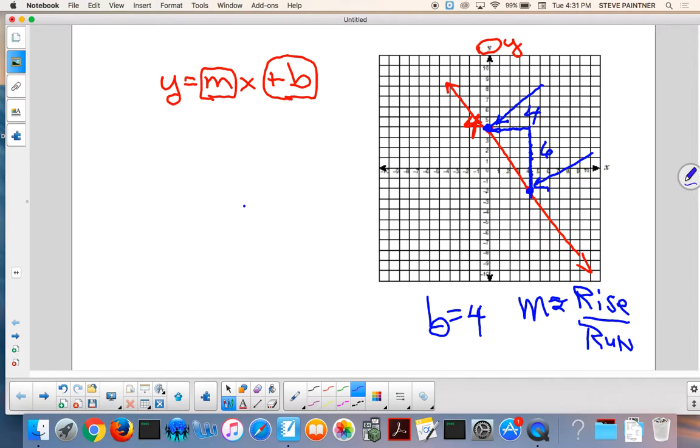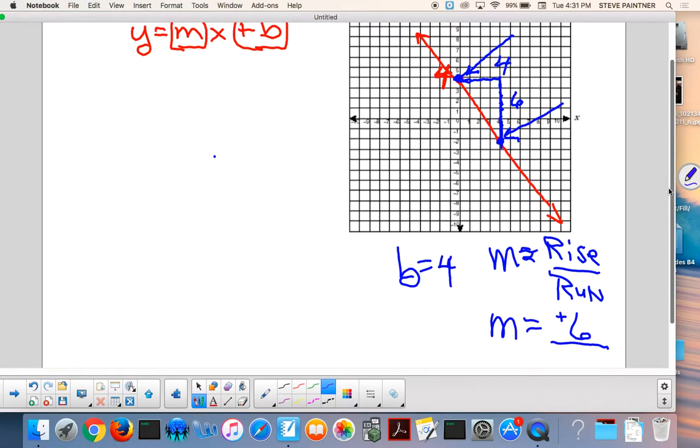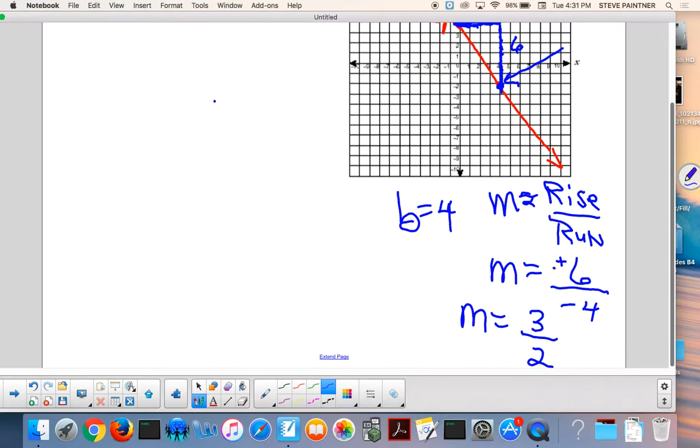But when you talk about rise and run, they can be positive and negative. Since you went up 6, it's positive 6. And since you went backwards 4, right here, you went left 4, left happens to be negative. So your slope is 6 over negative 4, or you could just reduce it to negative 3 over 2, which is the same thing. And because it's positive divided by negative, we're going to call it negative.